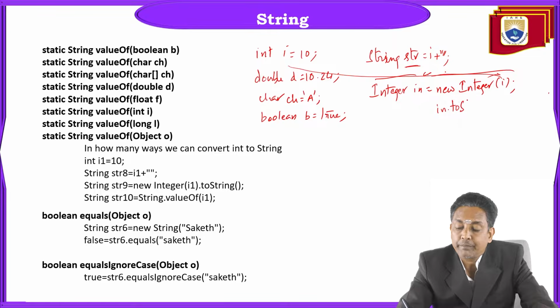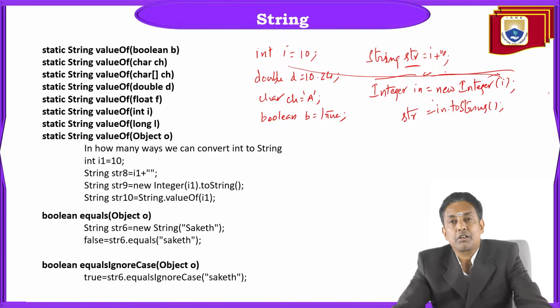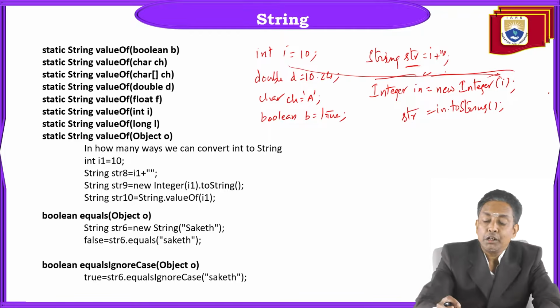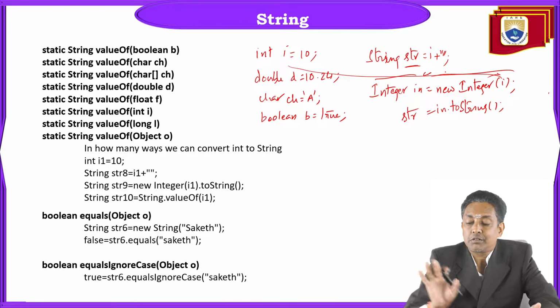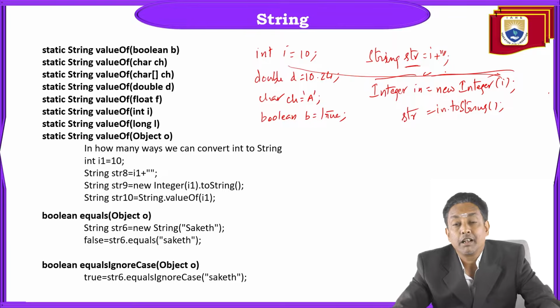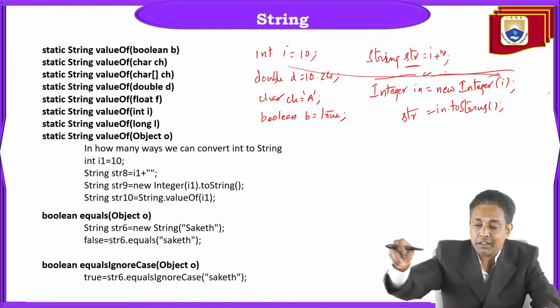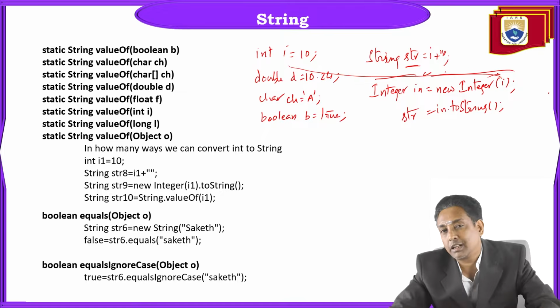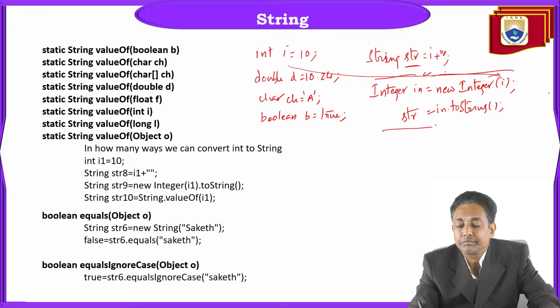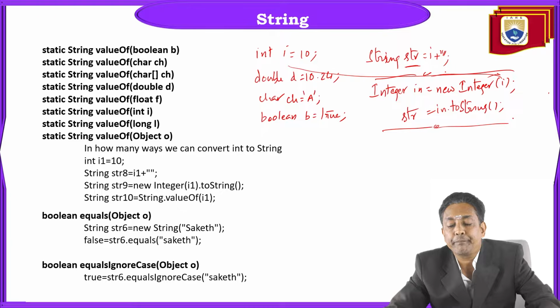toString. Because in every class, three methods are commonly available. What are they? equals, hashCode and toString. You wrap int into Integer, call Integer dot toString, and the toString method call will convert that Integer object into string. But this is a long-winded procedure, right? But this is one of the ways.